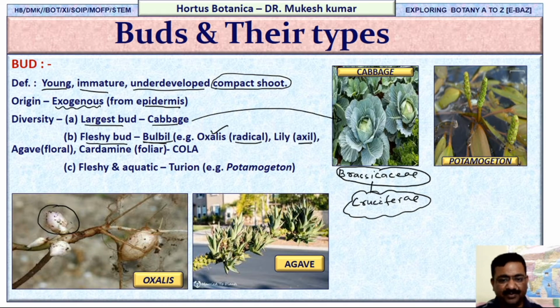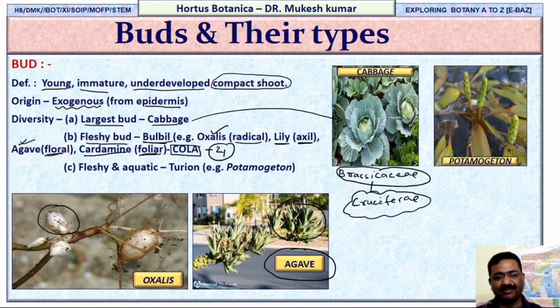Now if it arises from the axil, then it is the axillary bulbil found in lily. If it is rising from the flower, very interestingly, see, I have given this diagram here. These are the floral branches from where you will find a bulbil, and it is the case of agave. Similarly, if it is foliar, folium meaning leaf, in cardamine. So you must learn a very good mnemonic, COLA. C for cardamine, O for oxalis, L for lily and A for agave. So these are important 4 examples of bulbil for your NEET examination or Olympiad.